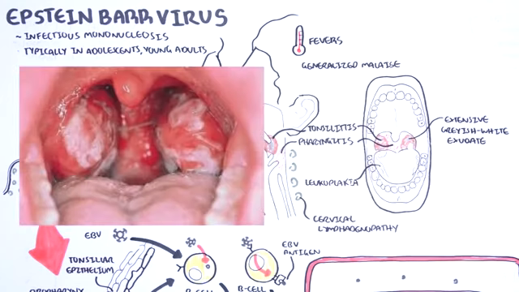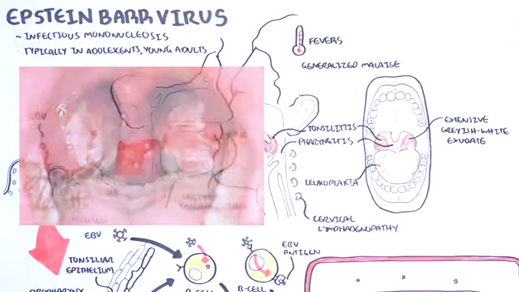Here is a photograph of someone with infectious mononucleosis. You can see this person's got pharyngotonsillitis. You can see the white grayish exudate in the tonsils and the enlarged tonsils at that.